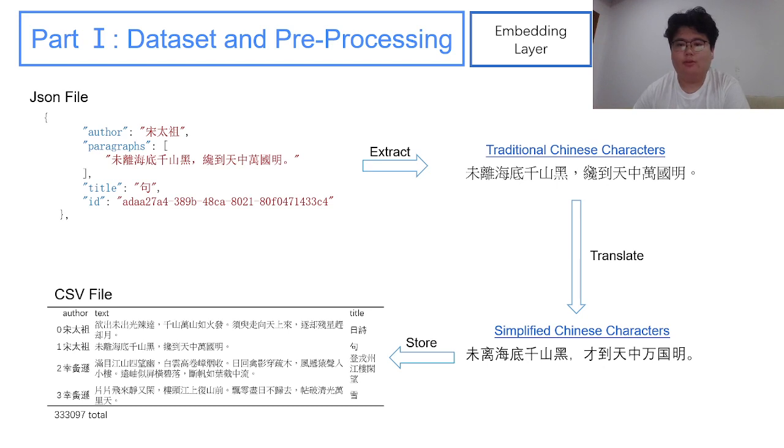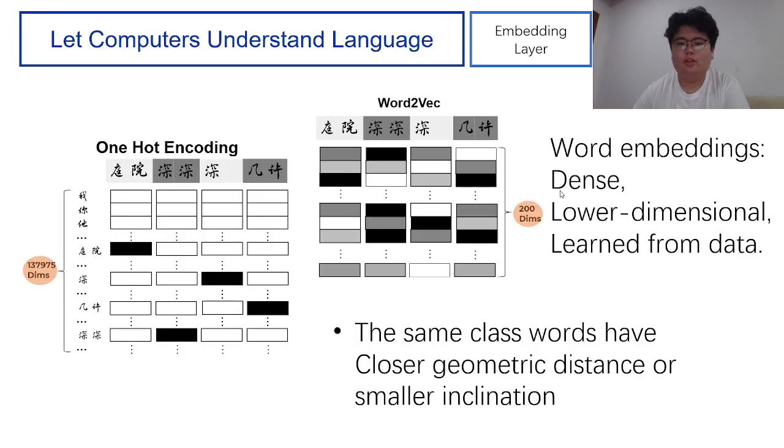Those poems are saved in JSON files and are in the form of traditional Chinese characters. We simplify them. In the end, we use the Gensim package and, considering the training time and the word mapping effect, we train a 200-dimensional word vector. Those word vectors, you can see how they relate to each other.